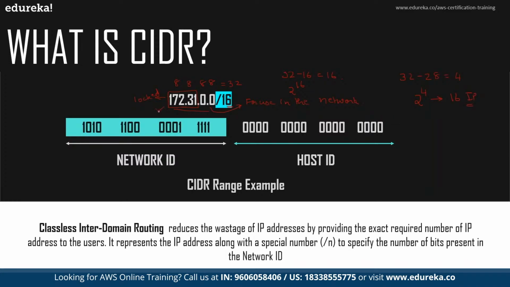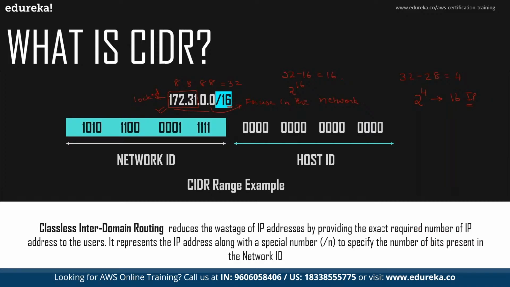What does this denote? It denotes that this IP address is a much larger network wherein you have provisioned it with the larger number of IP addresses which can be assigned within this network. Whereas in this IP address, the number of IP addresses available to be used within this network are very small. Therefore, classless inter-domain routing reduces the wastage of IP addresses by providing the exact required number of IP addresses to the users. It is also a methodology by which we can gauge the vastness or the largeness of the network it has been assigned to.